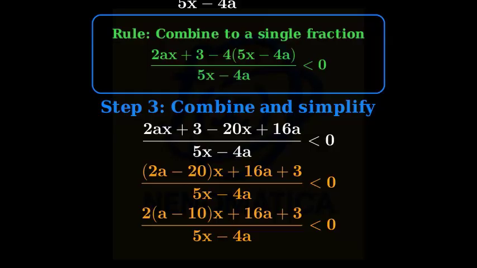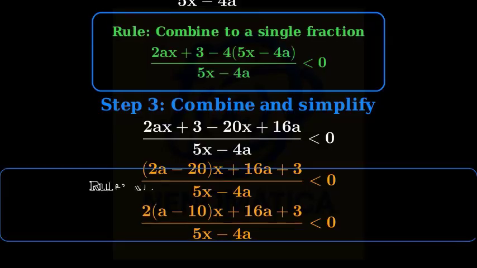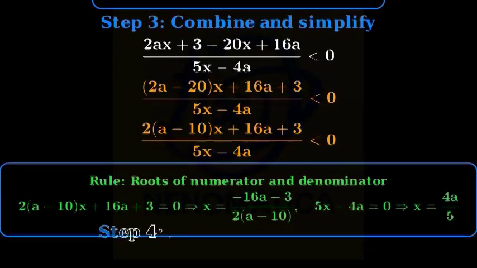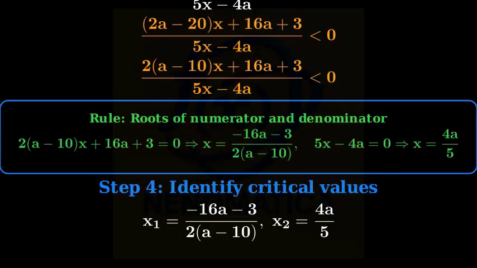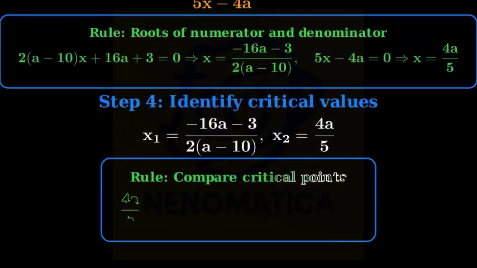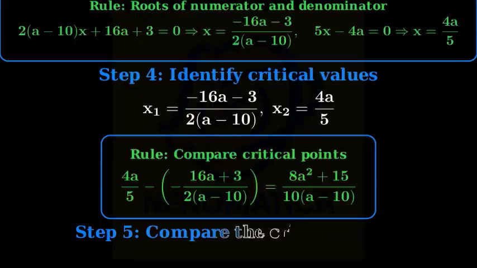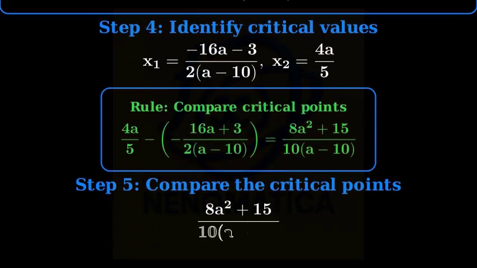Step 4. Find the critical points by setting the numerator and denominator equal to 0. Step 5. Compare the two critical values to understand their order. We compute their difference exactly. Because the sign of a minus 10 determines the order of these points, we split our work into 3 cases: a less than 10, a greater than 10, and a equal to 10.